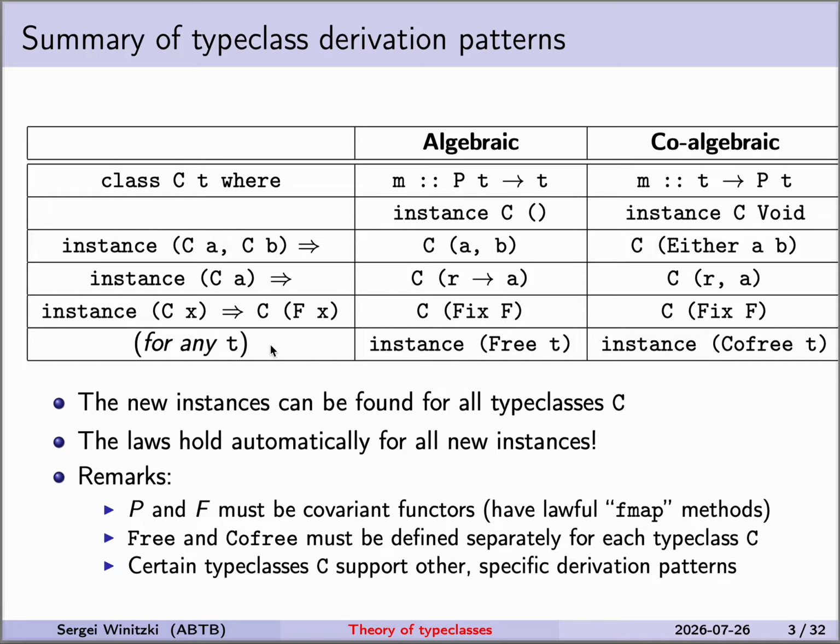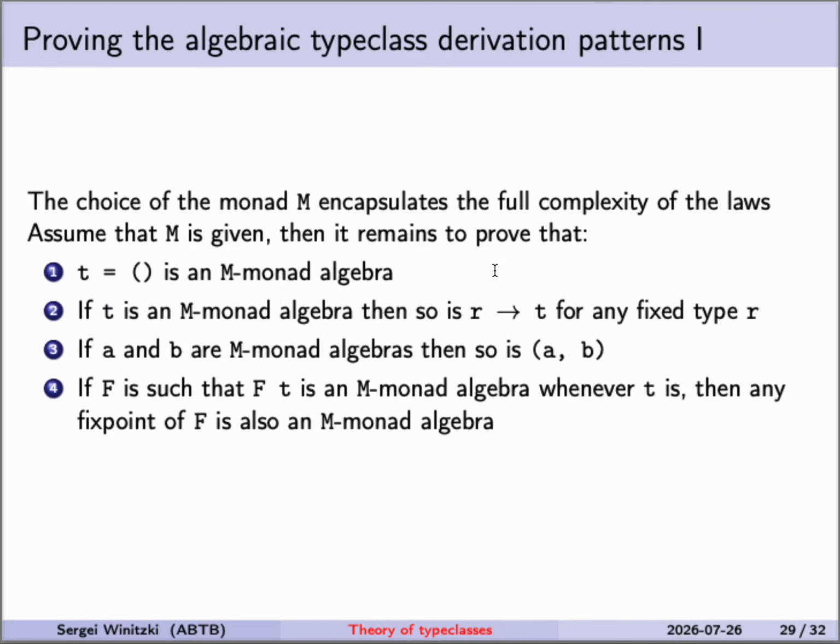Now, the free instance here is something that we assume is given. And then we are going to prove that all of these four instance constructions satisfy the law. So how do we do that? What actually needs to be proved is that, say, the type T that is set to the unit type is an M-monad algebra. That's all you actually have to prove.